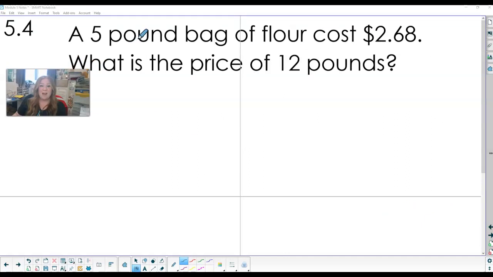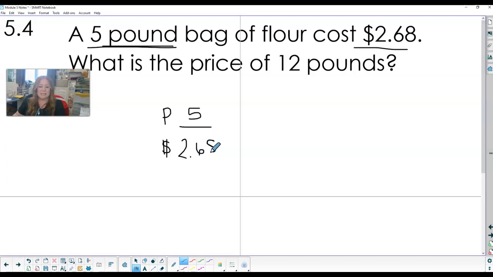A 5-pound bag of flour costs $2.68. My goodness. What is the price of 12 pounds? So I have pounds, so I'm going to put P for pounds. And I have money. You can put C, you can put M, you can put a dollar sign as long as you know what it means. That's great. So what do we have? 5 pounds. What does it cost? $2.68. So we're going to set up our proportion.